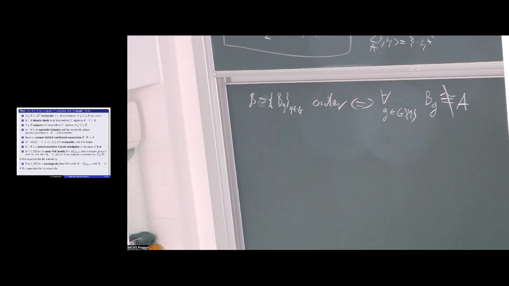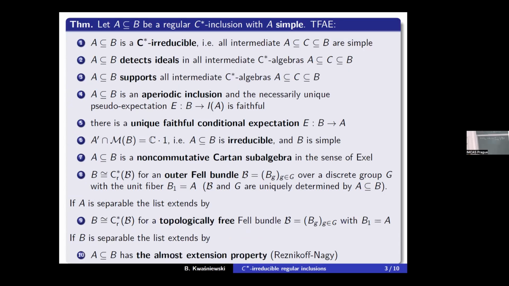And this is related also to the notion which is called the almost extension property, which was, I think, introduced by Reznikov and Naj and advocated by them. So this relates pure states on A, B. Maybe if time permits, I will describe that.